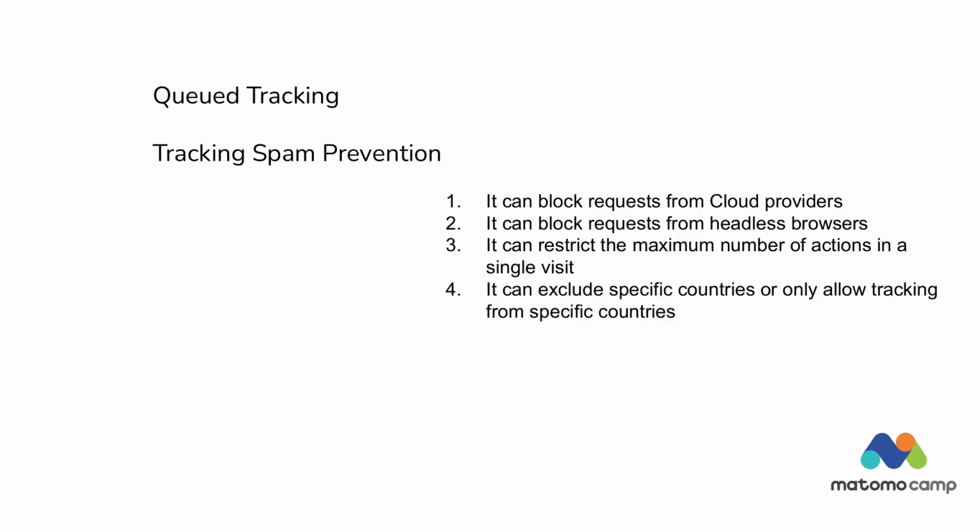And number four, it can exclude specific countries, or it can allow you to only include specific countries. So this is really useful. For example, if you have a website that is specifically targeting or only working in a single country or in a single group of countries, you can automatically exclude any tracking requests from countries outside of that. But it can also be useful to very quickly and easily exclude specific countries if you notice that you're getting a lot of spam or non-legitimate tracking requests from those countries.